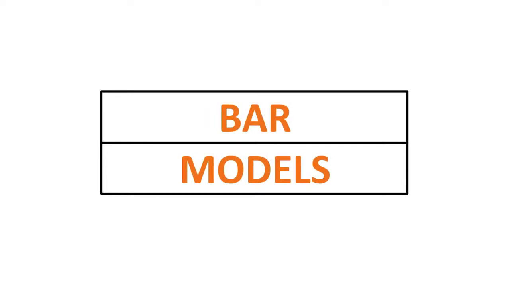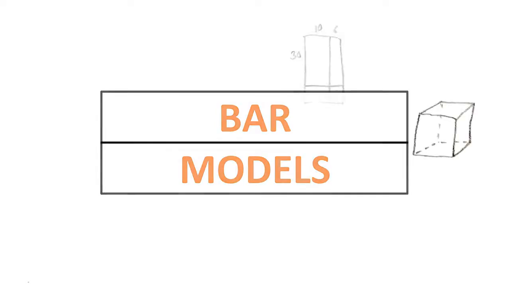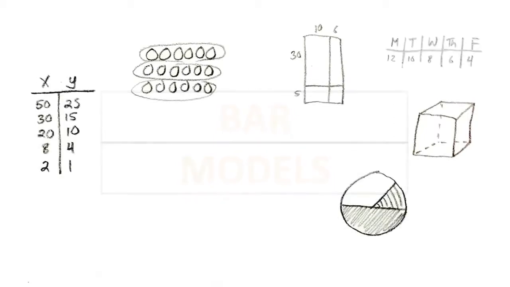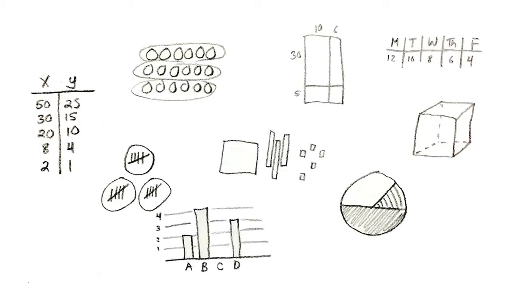So let's talk about bar models. A bar model is something you can use to solve a math problem. It helps you organize the information you have visually so you can see what you have and what's missing, and maybe some things you could try.